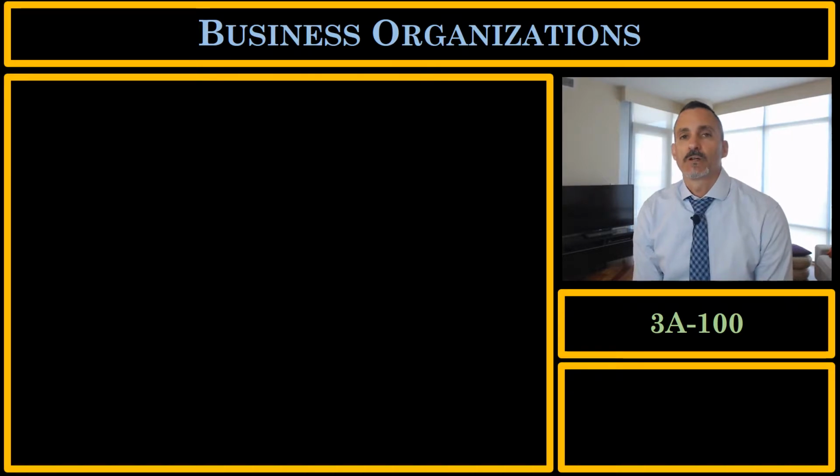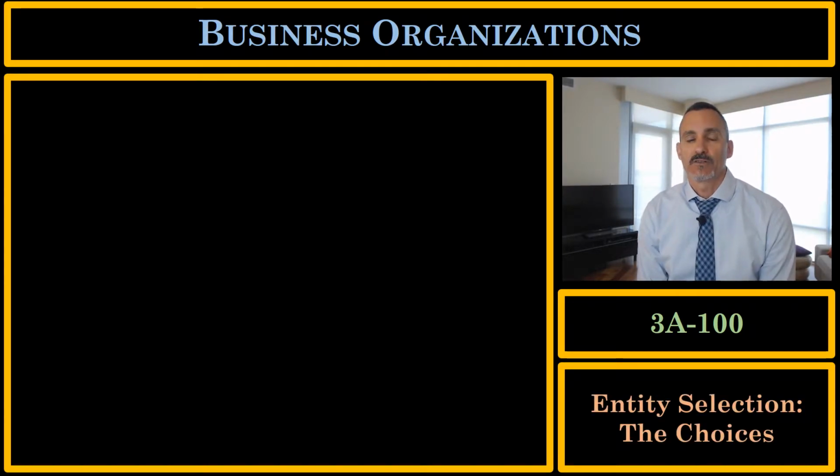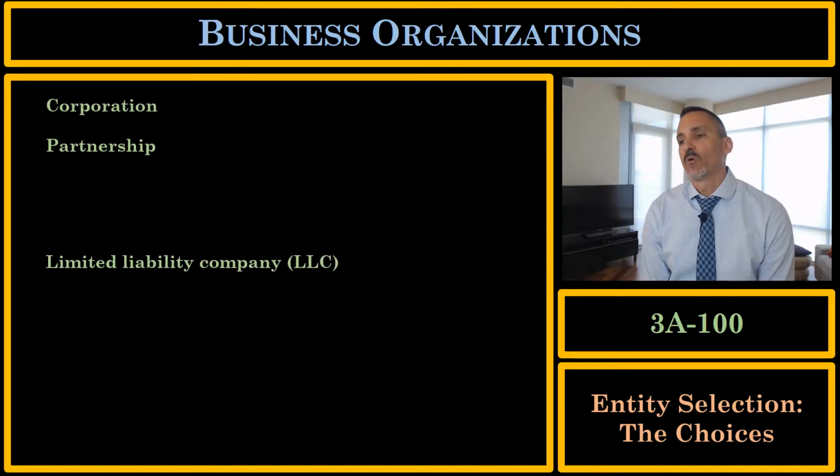In this chapter, we're going to talk about entity selection. Your client wants to set up a business and form a business organization. What form will you choose? Will you help your client choose the corporation? Will you recommend the partnership? Or will you recommend the limited liability company?